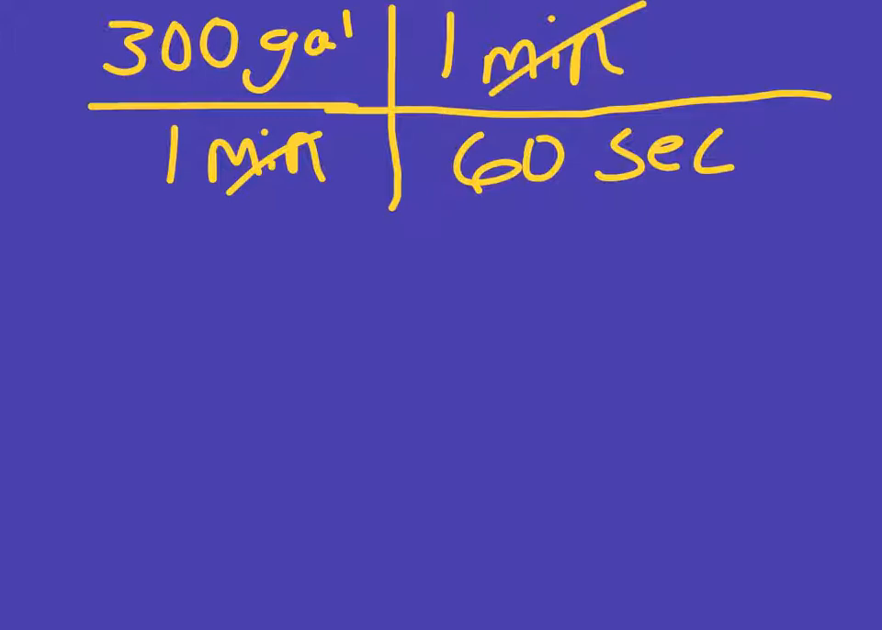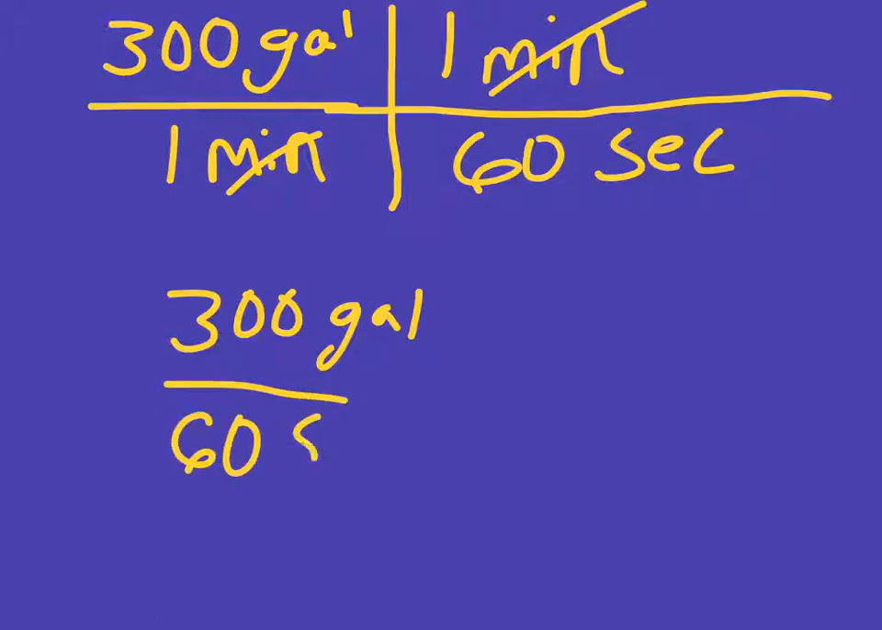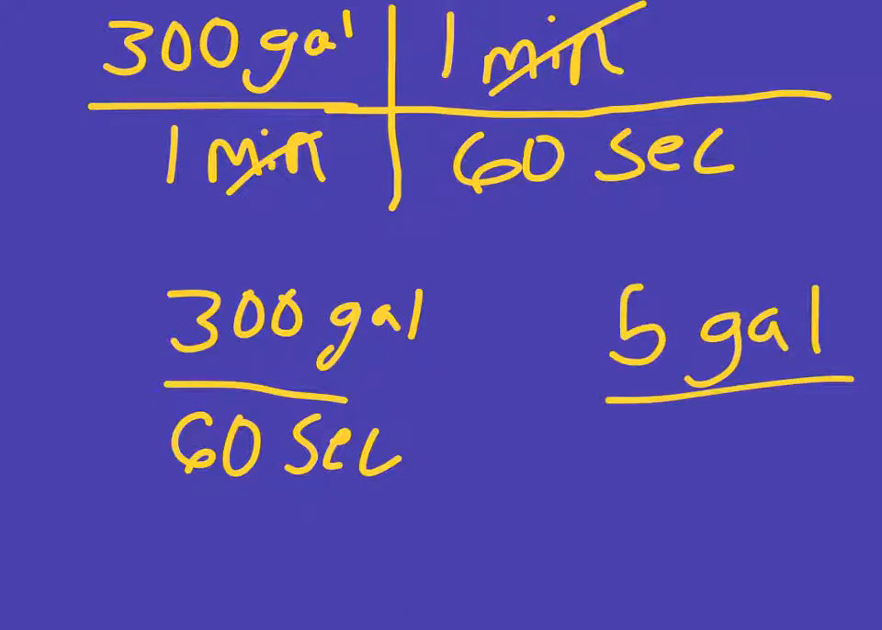And then I'm going to do 300 times 1 gives me 300 gallons. My minutes have canceled out. On the bottom I have 1 times 60, which is 60 seconds. And then all I need to do is I need to divide 300 divided by 60, and I will get 5 gallons, keep your units, every 1 second. That's quite a bit of oil leakage. 5 gallons every second.